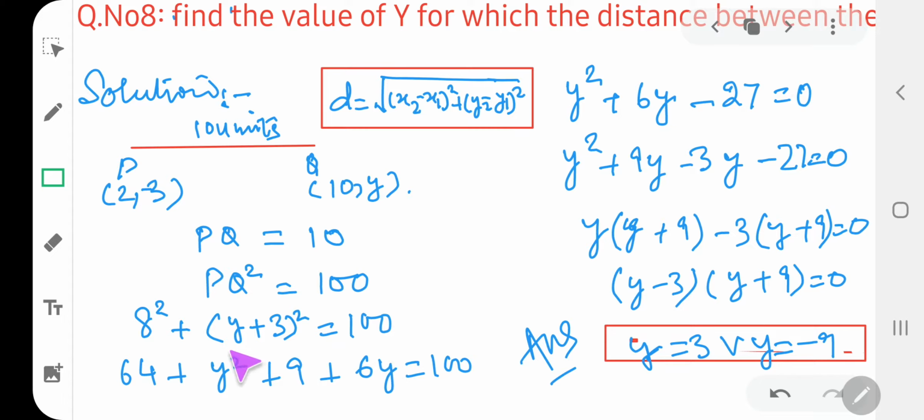Now again we have to open this bracket using the identity. So 8 square is 64. Use the identity a square plus b square plus 2ab to open this bracket. So y square plus 6y plus 64 is equal to 100. Now this will become 73. When you take that side it will become 100 minus 73, which gives you 27, and this side you are left with y square plus 6y. Bring this 27 this side, so this is minus 27.